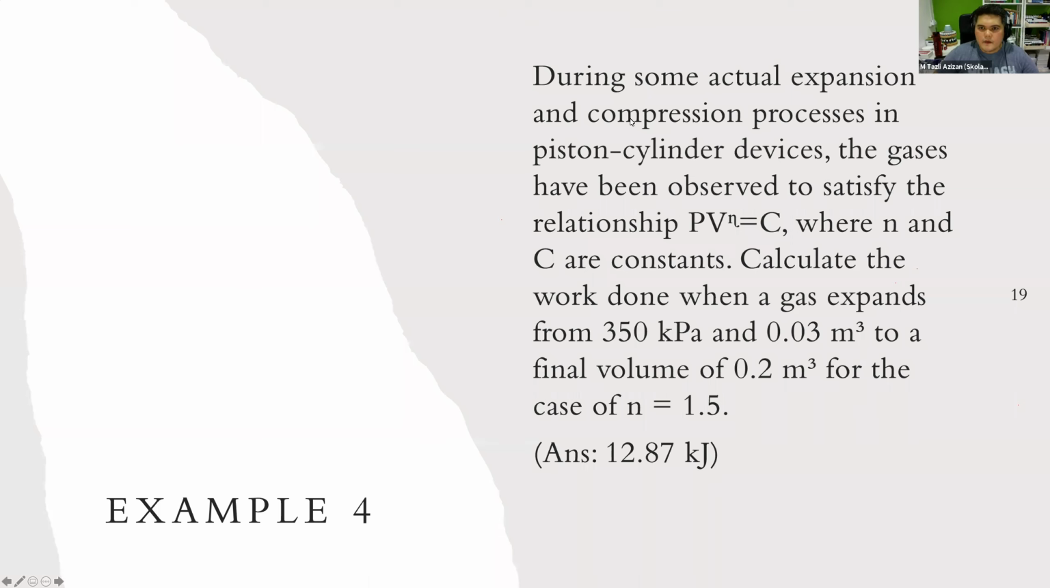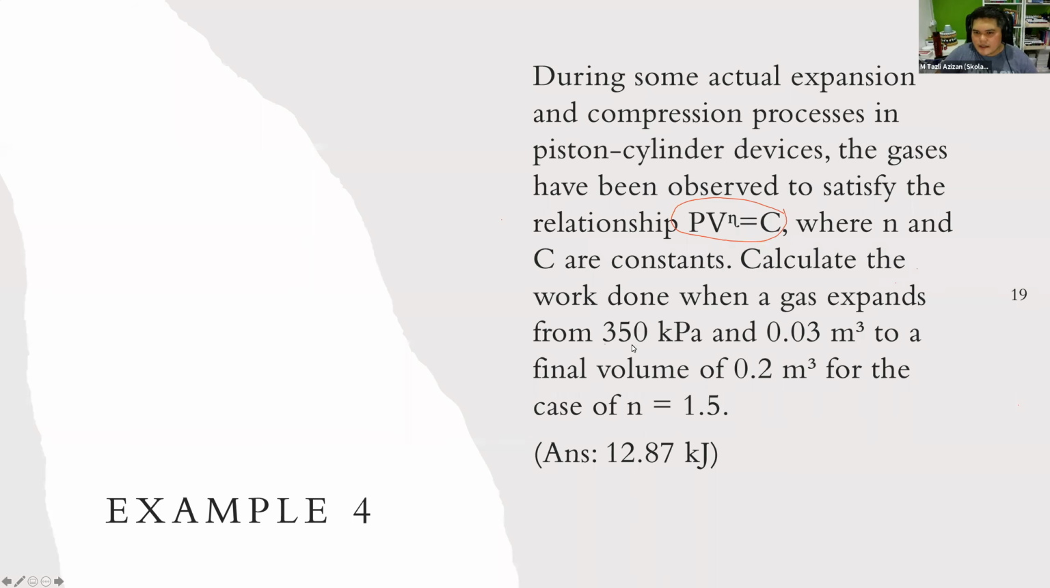So, you know, first things first, you need to understand some of the terms, some of the keywords that are here. PVⁿ equals C means that it is a polytropic process. Okay, so switch right away to polytropic process. It is neither isobaric, nor isochoric, nor isothermal, not all of these three.